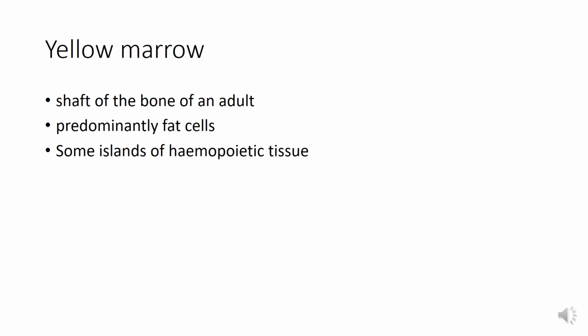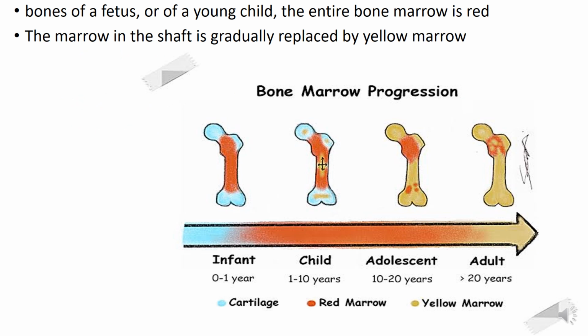The next type is yellow marrow. Yellow marrow is present in the shaft of the bone of an adult. It is yellow because it is predominantly made of fat cells, and there are only very few islands of hemopoietic tissue. As you can see in this figure, as age progresses, the red marrow is gradually replaced by yellow marrow. In a fetus or a young child, the entire bone marrow is red, but it is gradually replaced by yellow marrow as the patient ages.